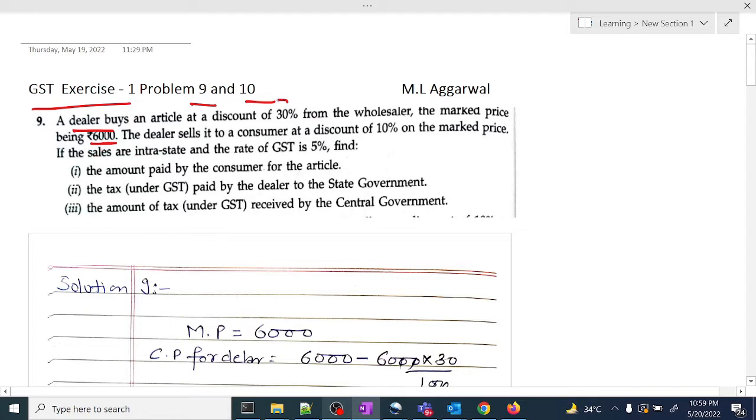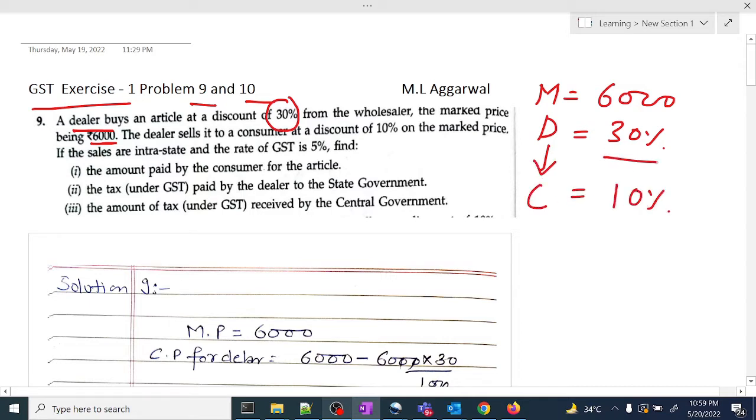The discount at which the dealer buys is 30%, right? So mark price is 6,000. Dealer gets a discount of 30%. Then the dealer sells to the consumer at a discount of 10% on the mark price. So the dealer is getting a 30% discount on the mark price, and then is selling to the consumer at a discount of 10%. So obviously the dealer is making a profit here, right?